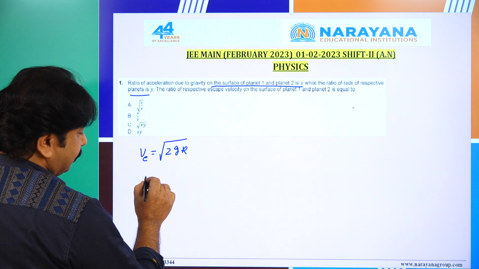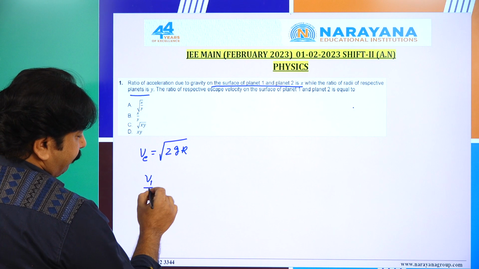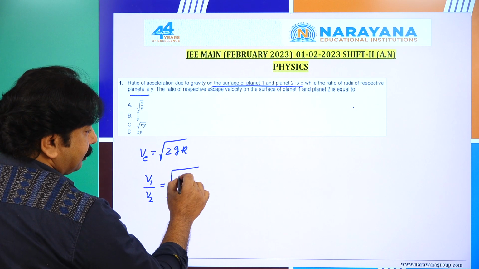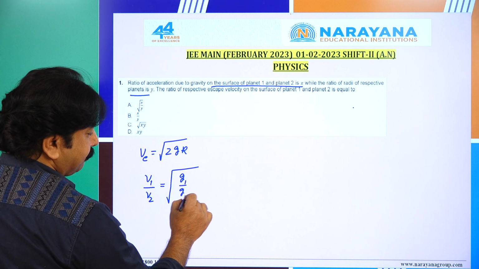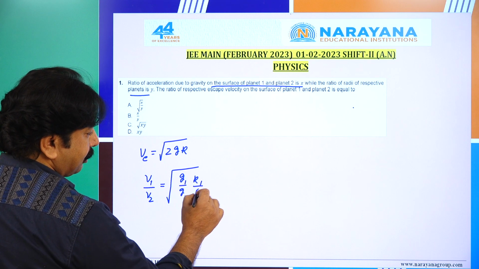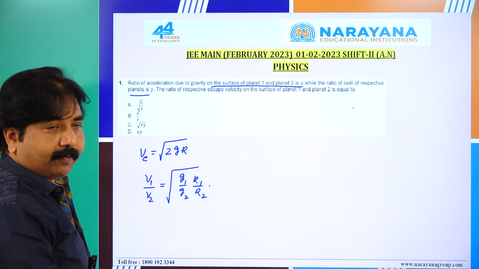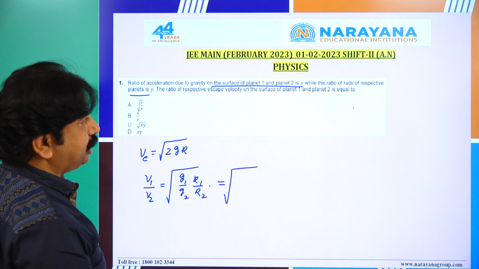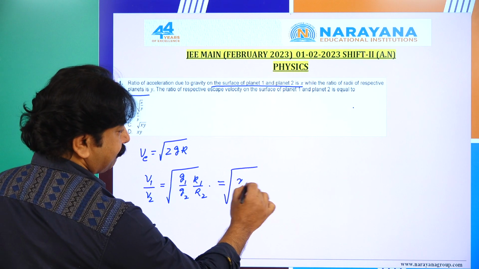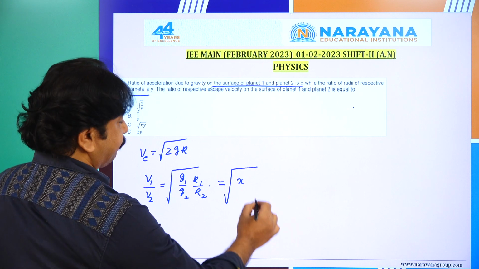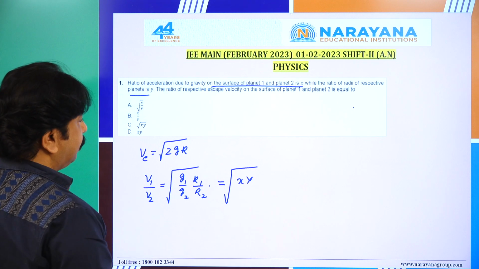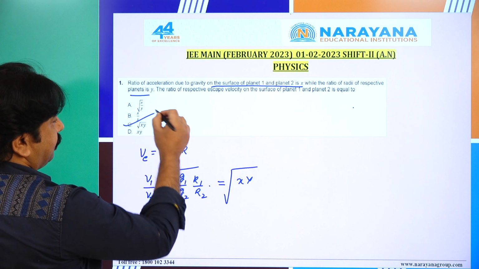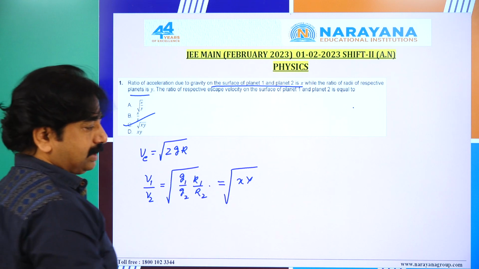So that's why you can write the ratio v1 by v2 is equal to under root of g1 by g2 and r1 by r2 we can write here. Now that should be equal to: g1 by g2 ratio is x and r1 by r2 ratio is y. So v1 by v2 ratio is equal to under root of xy, is the third one. Next question.